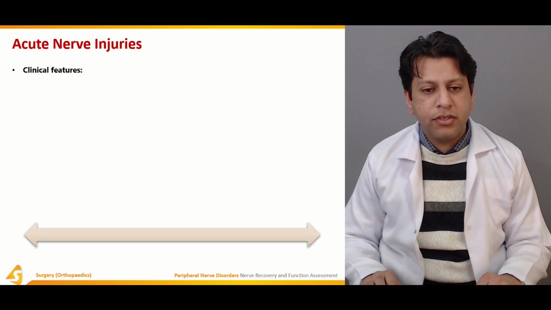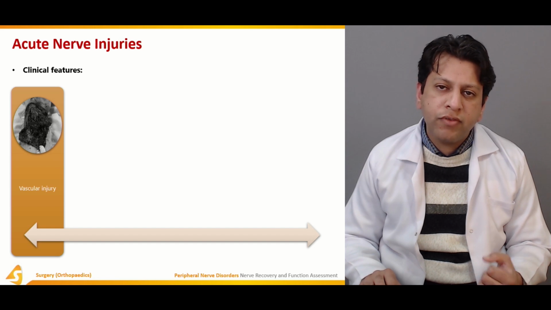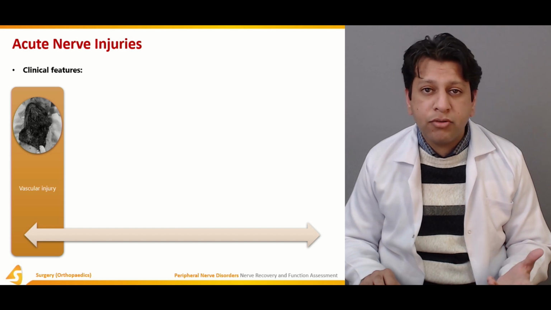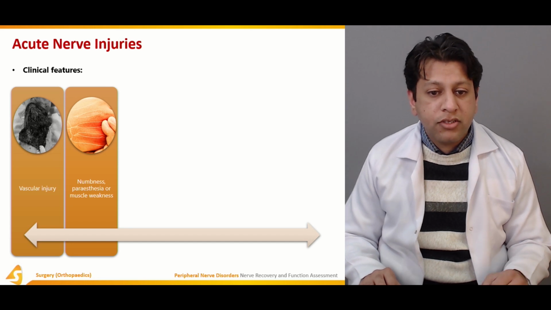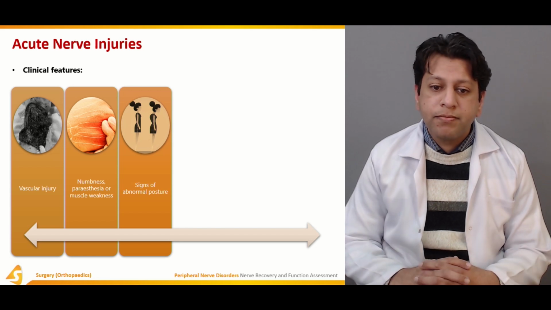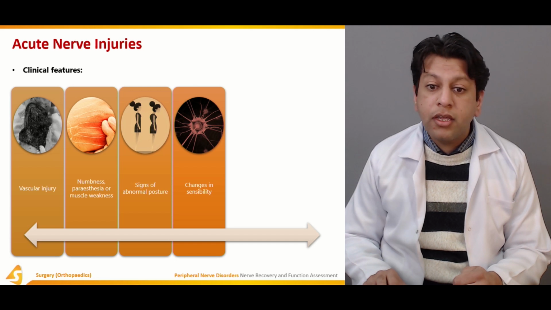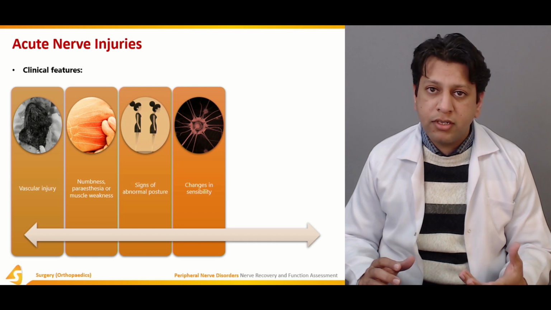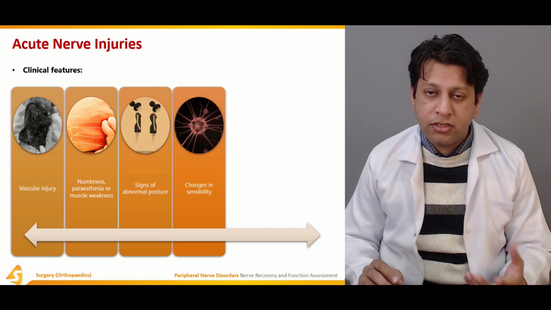Now, coming to the clinical features. Usually, it's associated with open fractures. Your neurovascular bundle is lacerated, maybe due to direct injury or due to bony fragments which lacerate them, and it is usually associated with vascular injury. There may be numbness, paresthesia, and muscle weakness if the muscles are disrupted. Signs include abnormal posture and changes in sensibility. For example, the patient is unable to sense different things: 2-point discrimination is disrupted, and touch and pressure sensation is disrupted.